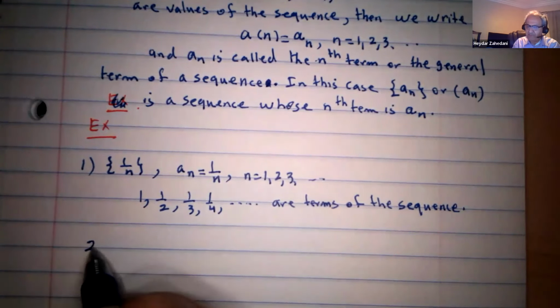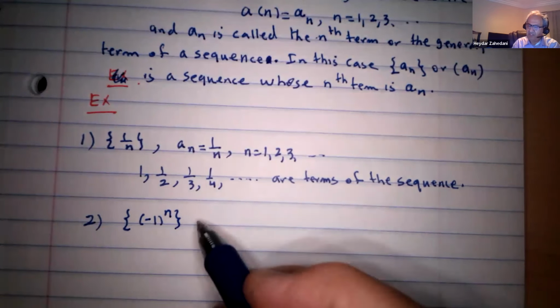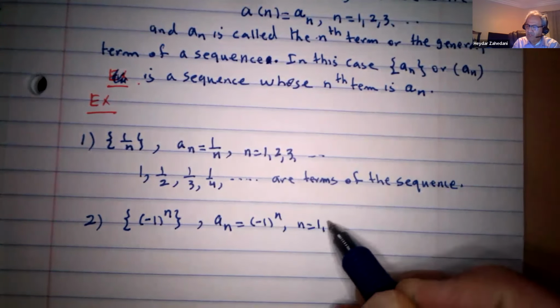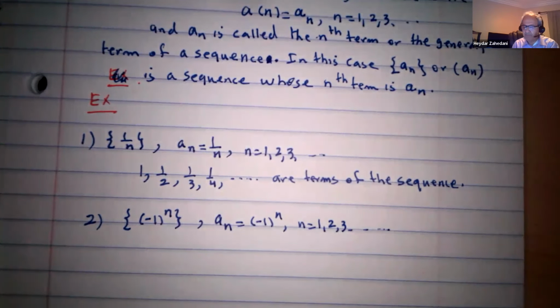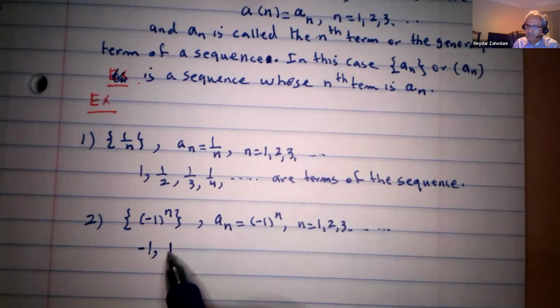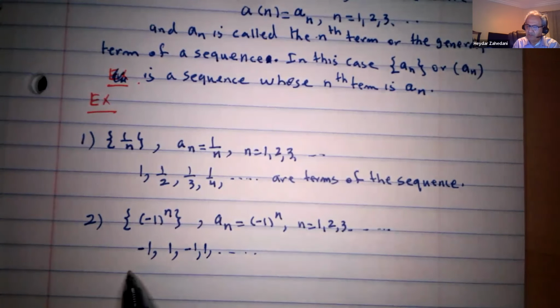Or if you want another one, the sequence negative 1 to the n is very popular. This is a sequence whose general term is negative 1 to the n, for n equal to 1, 2, 3, etc. If you replace n by 1, that gives negative 1. But if you replace n by 2, that gives a positive 1. So negative, positive, negative, positive. The first term would be negative, and the second term would be positive. If you replace n by 3, that gives a negative. Negative, positive, etc. So these are the terms of the sequence.